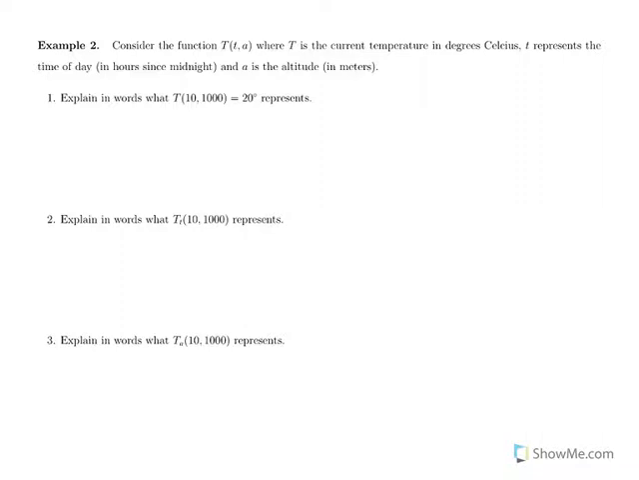So this might be if we're stuck in one location, and thinking about if we can go up and down in some way, the temperature is going to change. As we go up, the temperature is going to decrease, right? And as the day changes, it's going to increase or decrease depending on what time it is. So let's talk about what these things mean in words. Explain what capital T of 10, 1000 equals 20 degrees represents. Little t equals 10 says that at 10 hours since midnight, so at 10 a.m., and at an altitude of 1,000 meters, the temperature is 20 degrees Celsius.